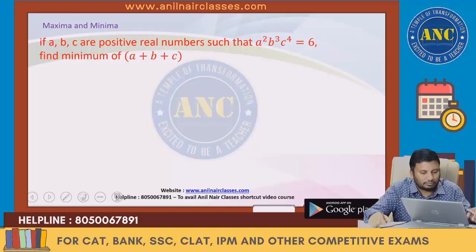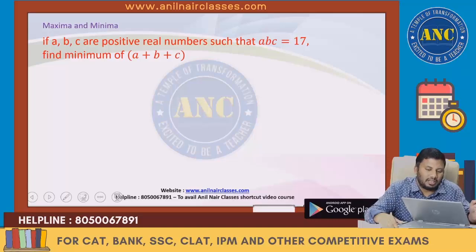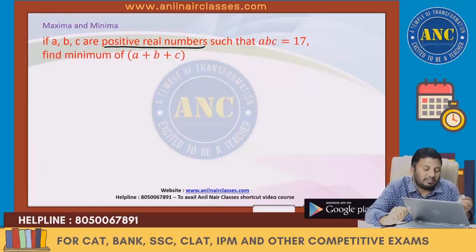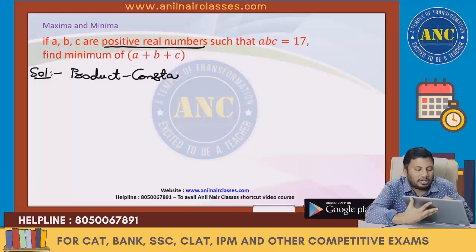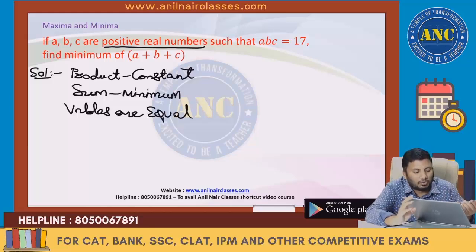Next one. If a, b, c are positive real numbers such that abc is 17, find the minimum value of a plus b plus c. We already discussed: if the product of the variables is constant, the sum will be minimum when the variables are equal. I will give you the proof also in case you don't want to mug it up.